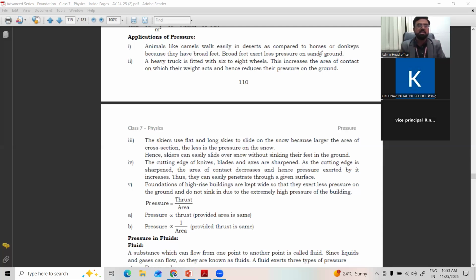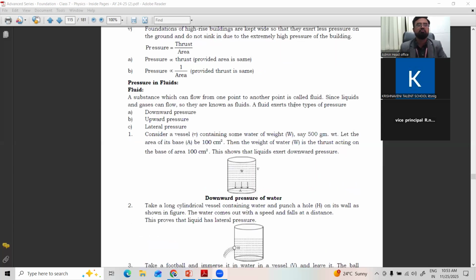From all these applications, what you understand is pressure is directly proportional to force and inversely proportional to area. More force, more pressure. More area, less pressure. Okay, that is the conclusion we observed from the applications of pressure or the definition of pressure. P is equal to F by A.